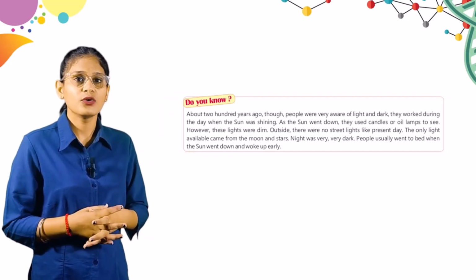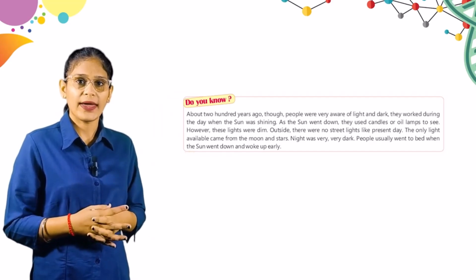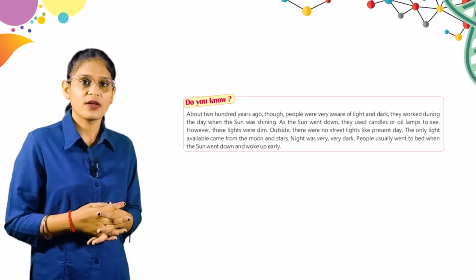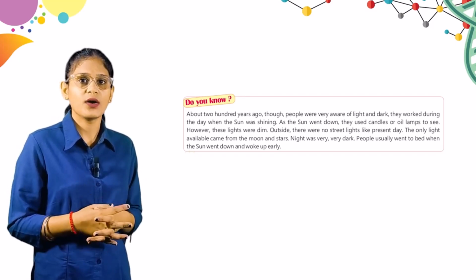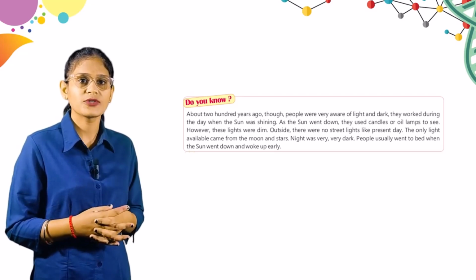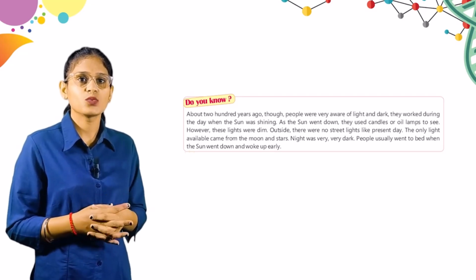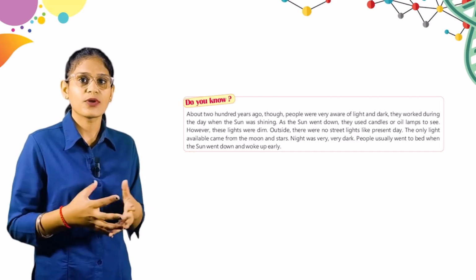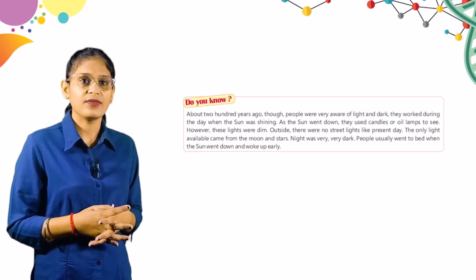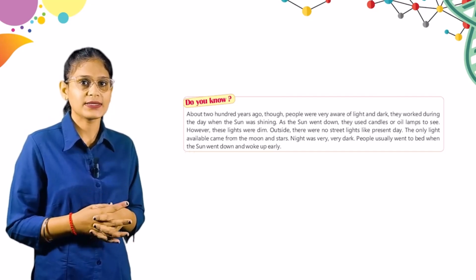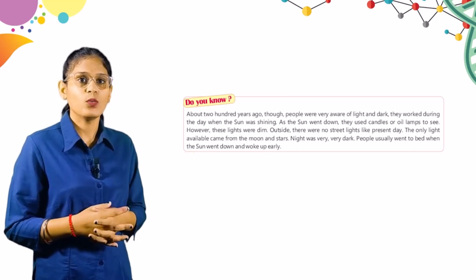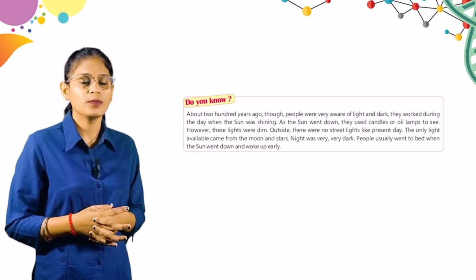Do you know, about 200 years ago, though people were very aware of light and dark, they worked during the day when the sun was shining. As the sun went down, they used candles or oil lamps to see. However, these lights were dim outside. There were no street lights like present day. The only light available came from the moon and stars. Night was very, very dark. People usually went to bed when the sun went down and woke up early.